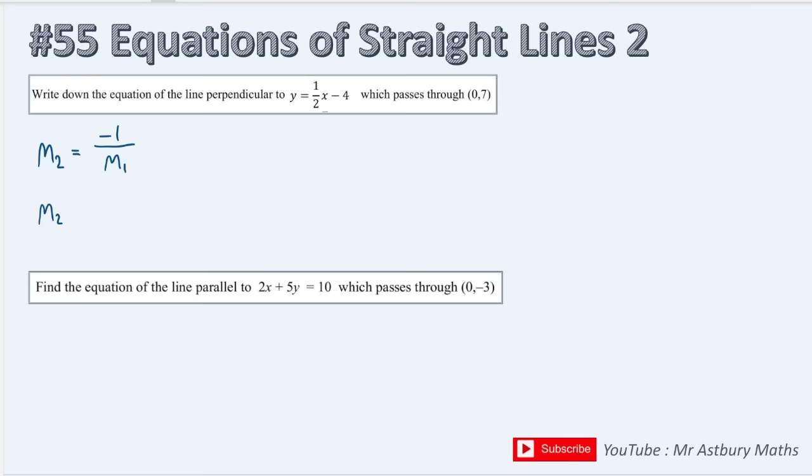So the perpendicular gradient here is minus 1 divided by 1/2, and that is minus 2. Another way of thinking about it is flipping over the gradient and then just turning the sign from a positive to a negative in this case. And it passes through 0, 7, which tells me what the y-intercept is straight away, because that's where it crosses the y-axis. So it's just minus 2x plus 7.